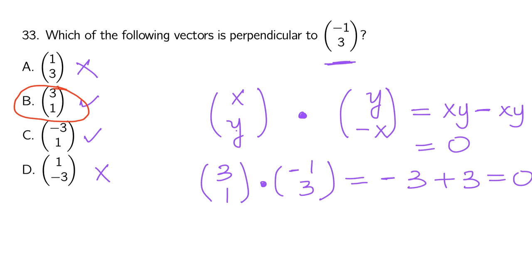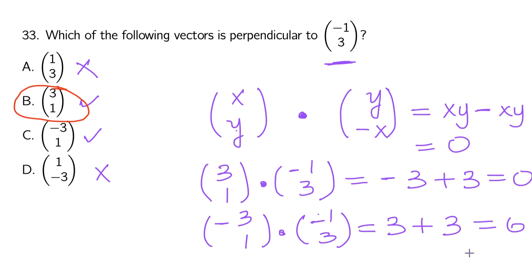But let's just confirm that this one, which was looking promising, doesn't work. So minus 3 1 dot minus 1 3. What does it give us? We have minus 3 times minus 1, which is 3, plus 1 times 3 is 3, which is 6. This is not 0. So let me just write, this is not equal to 0. So this is out. And our answer is B.